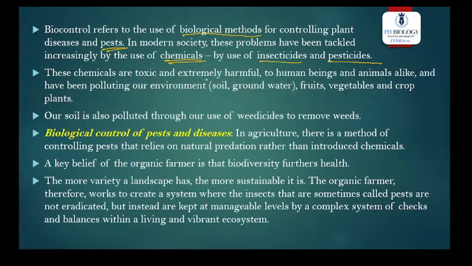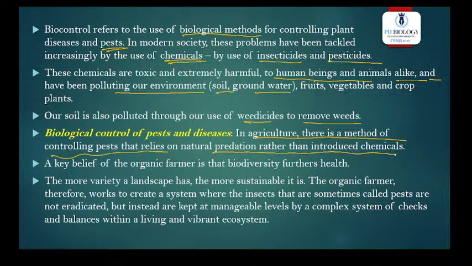These chemicals are toxic and extremely harmful to human beings and animals alike, and have been polluting our environment, soil, groundwater, vegetables and crop plants. Our soil is also polluted through our use of weedicides to remove weeds. Biological control of pests and diseases: in agriculture, there is a method of controlling pests that relies on natural predation rather than the use of chemicals.